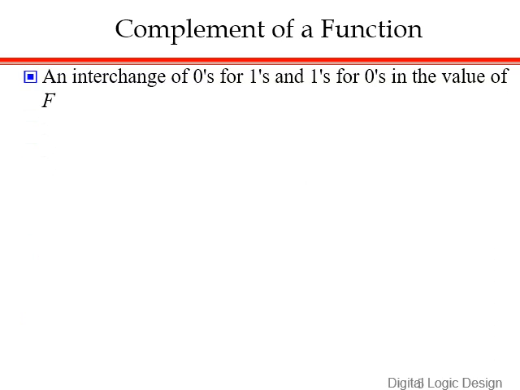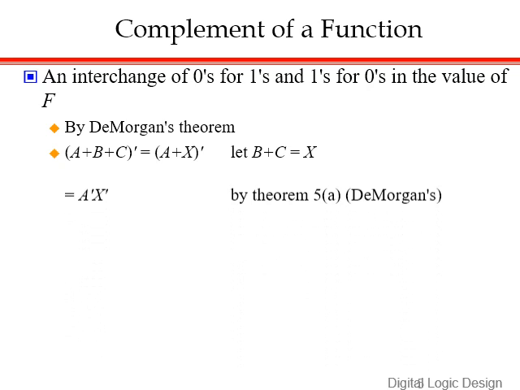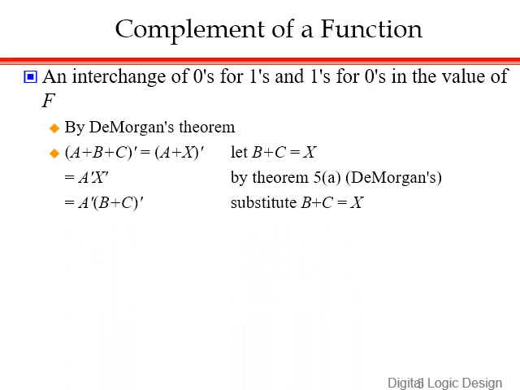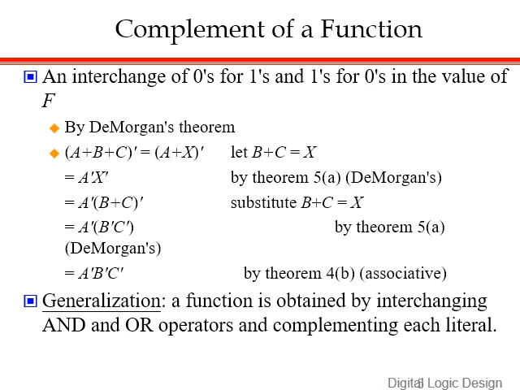So here is the complement of a function. Basically, in a complement you change 0 with 1 and 1 with 0, and for any expression you will use De Morgan's theorem to find the complement of the function. For example, a plus b plus c whole prime is equal to a prime b prime c prime. So the complement of a function is obtained by interchanging AND and OR operators and complementing each literal.